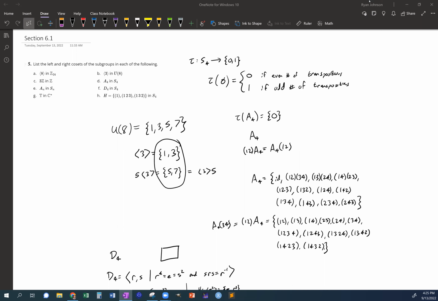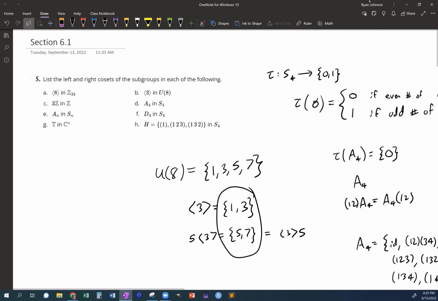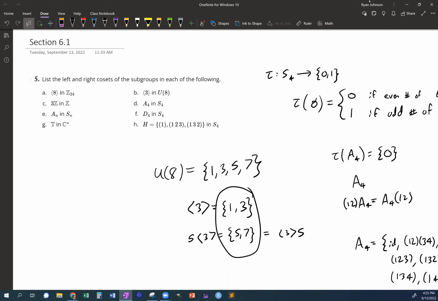So let me try to summarize what we talked about today. We had the review or the reading homework, and so we looked at B. U of 8 is 1, 3, 5, and 7. So the subgroup that's generated by 3 is 1 and 3. And so cosets partition the group. So the other coset, which would be 5 times 3, or 7 times 3, or 3 times 5, or 3 times 7, is the set 5, 7.